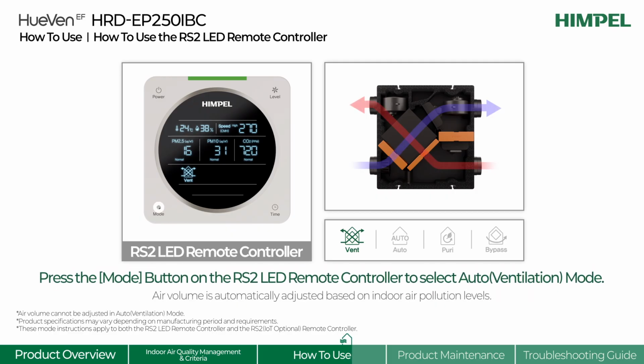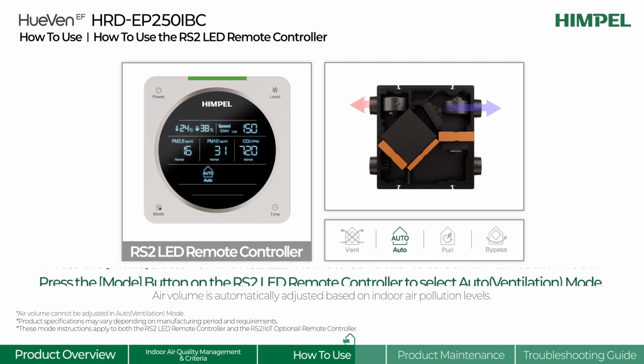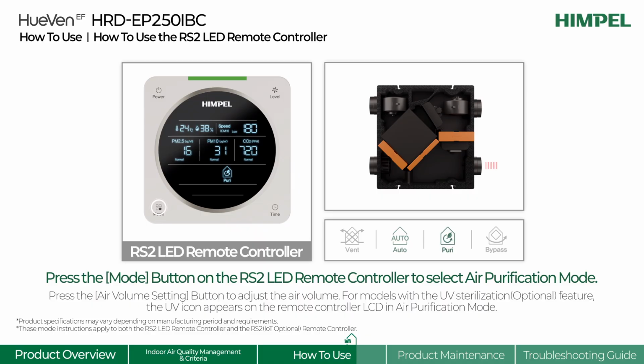Pressing the mode button on the RS2 LED remote controller activates auto mode. Pressing the mode button on the RS2 LED remote controller activates air purification mode. You can adjust the air volume using the air volume button.